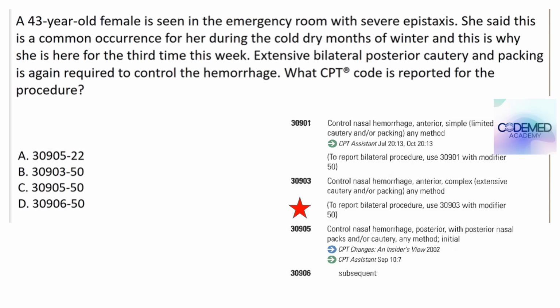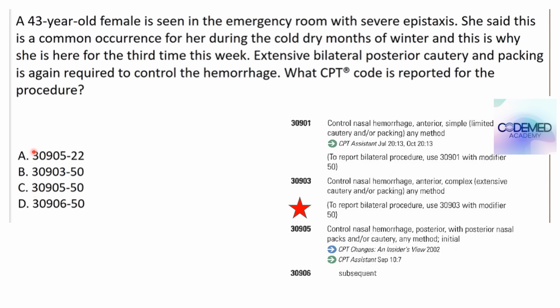A 43-year-old female is seen in the emergency room with a severe epistaxis. She said this is a common occurrence for her during the cold, dry months of winter, and this is why she is here for the third time this week. Extensive bilateral posterior cautery and packing is again required to control the hemorrhage. What CPT code is reported?